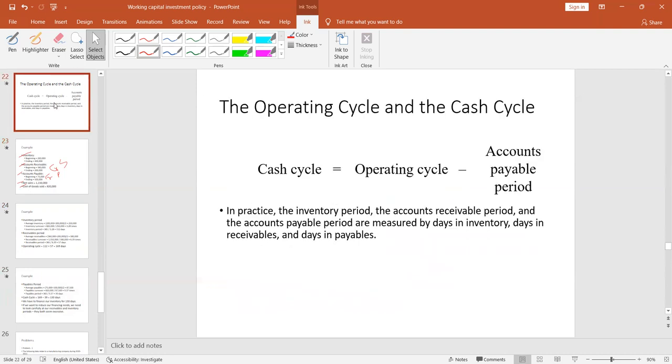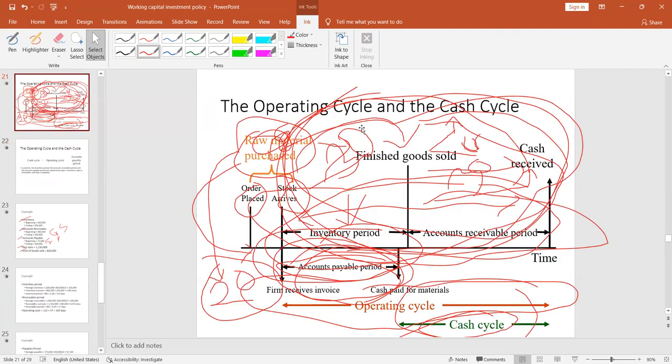Can you remember what cash cycle means? Operating cycle and accounts payable period. I have used some example. Can you remember what our operating cycle was? 30 plus 30. How many days? 60. And what is our payable period? 20. And cash cycle is?